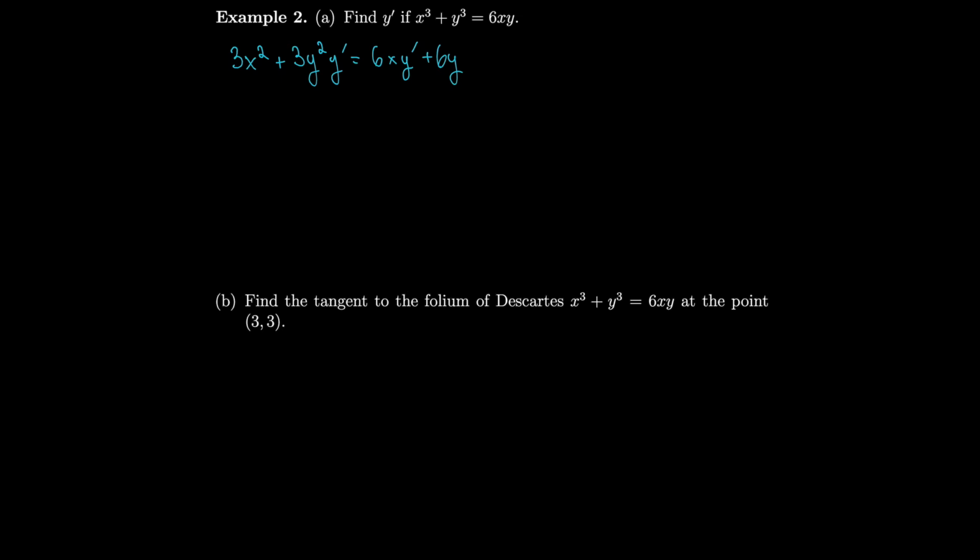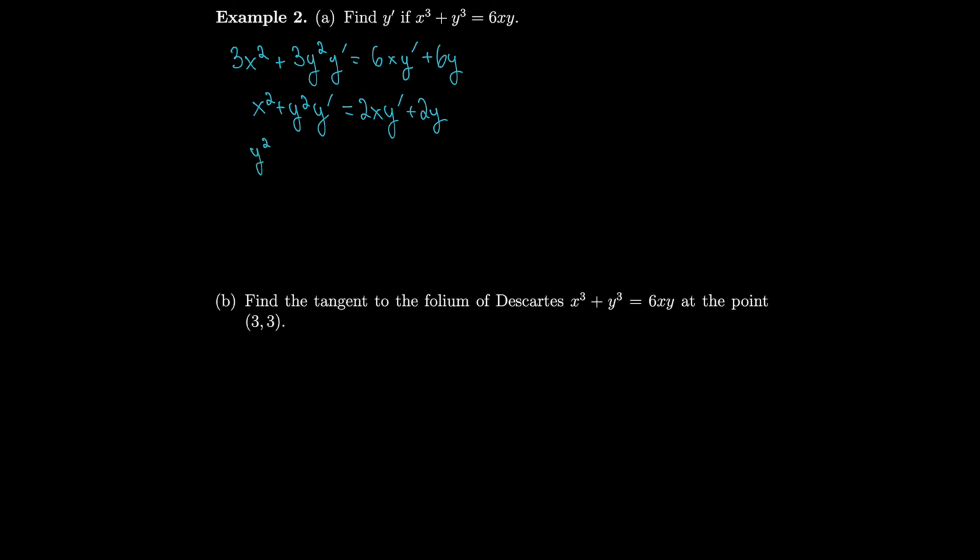Okay, so we can divide everything by 3 and get that this is x squared plus y squared y prime is equal to 2x y prime plus 2y. So now we want to try to move all of the y primes to one side so we can solve for y prime, which is the derivative. So how about we move them all to the left?